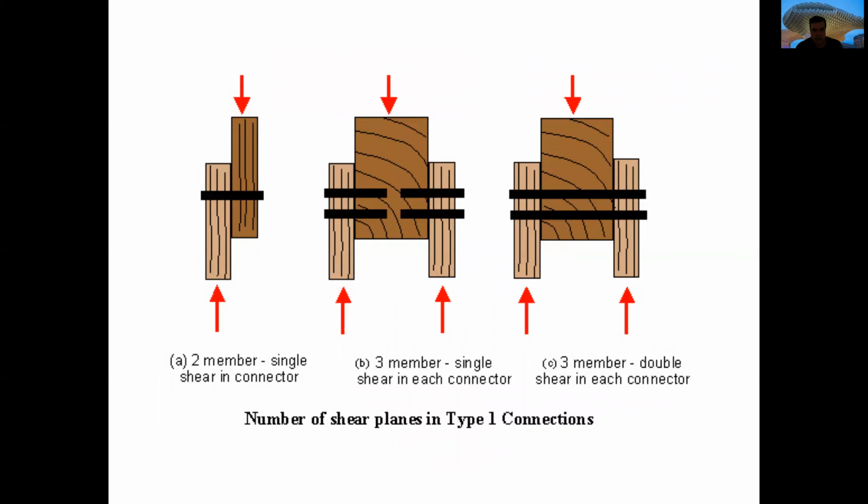We can see here the number of shear planes in the type 1 of connections. For example, here we have 2 members and we have only 1 shear connector between them. And here we have 3 members. We'll have single shear in each of the connectors. And here we have three members, and we'll have double shear in each one of the connectors. This is because the connector will be from one point to the end point and will be traversing the 3 elements. Instead, here is only traversing 2 of them.